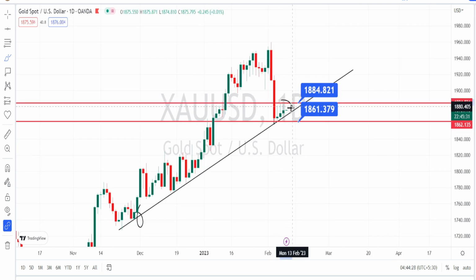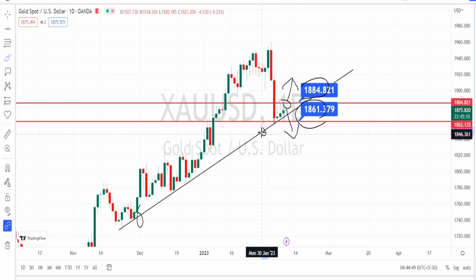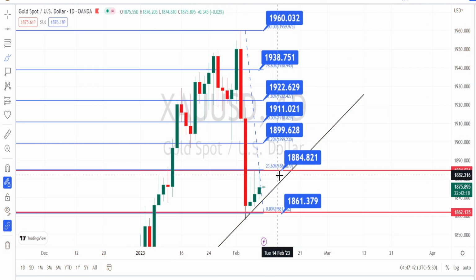So I would request you to wait for the price action to give a breakout on the bullish side or on the bearish side, based on which you can enter into the directional trade in daily time frame. For now, this trend line is holding the price action from falling further on the bearish side. So if the price action breaks the resistance level of 1884, we can expect a bullish side retracement to start, and immediate resistance on the daily time frame is going to be around 1899 or 1900. Once this resistance is broken, next level of resistance is going to be around 1911, 1922, 1938 and 1960.